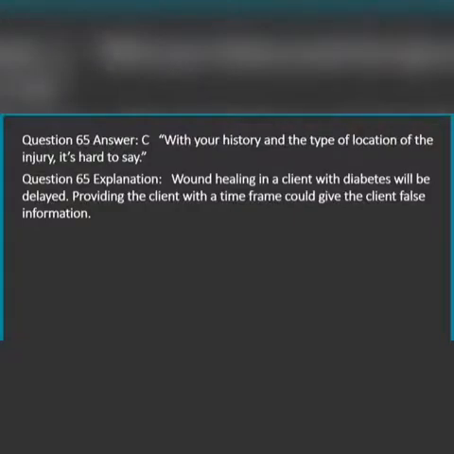Question 65 Explanation: Wound healing in a client with diabetes will be delayed. Providing the client with a time frame could give the client false information.